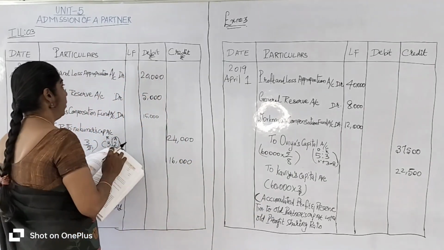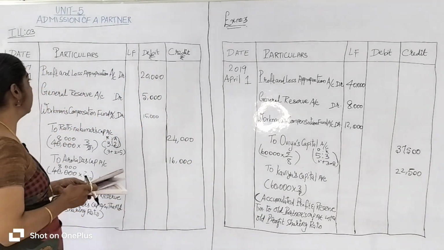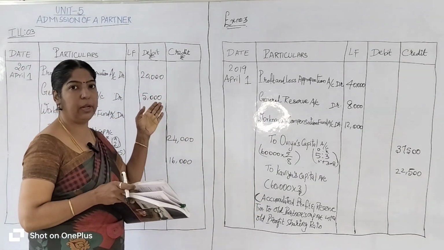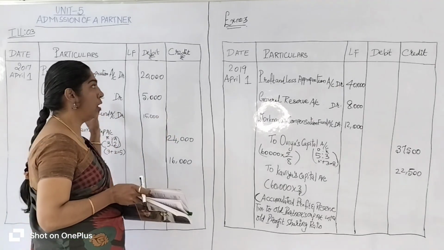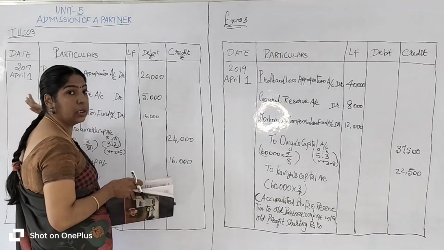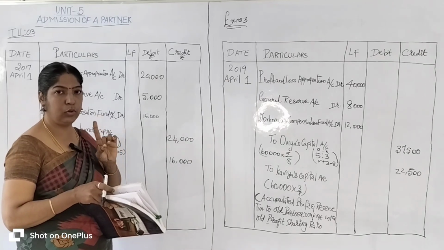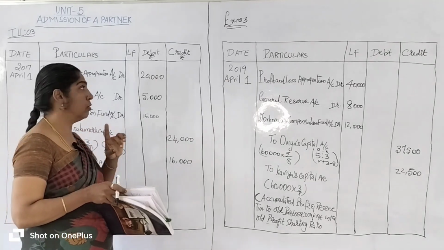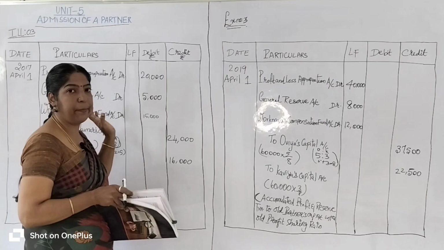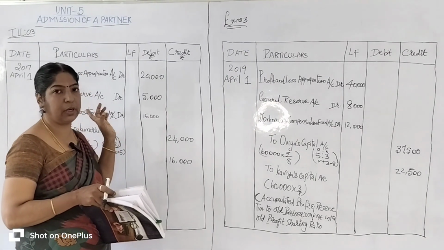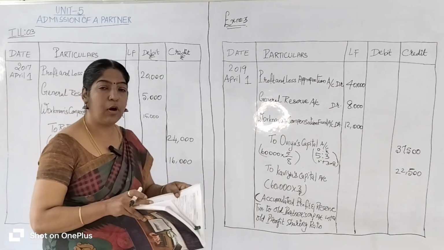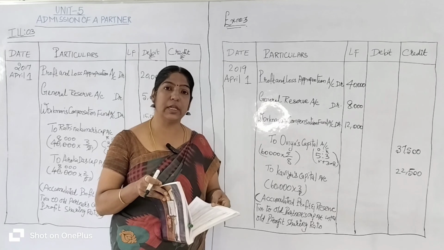So on the date column, we know the format of the journal entry, that is date, particulars, LF, debit and credit rupees. So on the date column, we are going to enter the admission date, that is 1/4/2017. So 1/4 means April. 1st April 2017 we entered. What is the format if the old partners get profit?